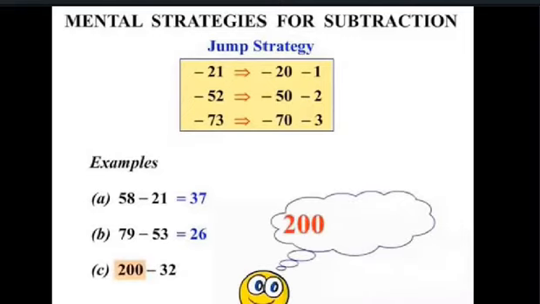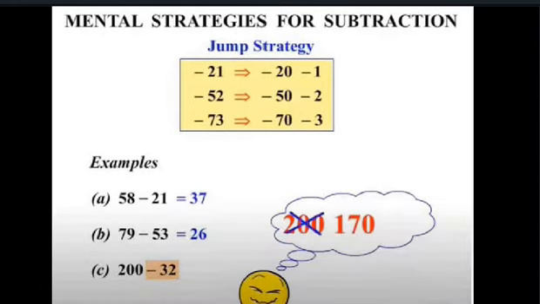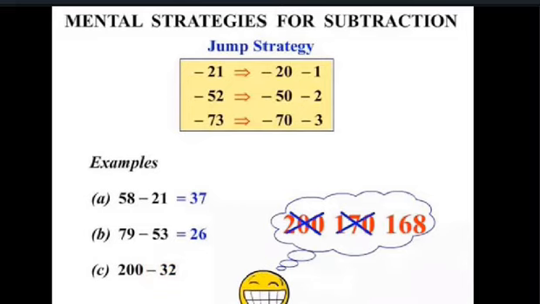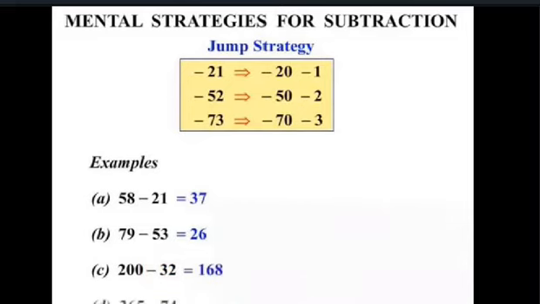Next example, 200 subtract 32. So we're thinking 200 to start, take away 32. We'll do two steps. First take away 30, then take away 2. So 200 take away 30 is 170. And take away 2 more will be 168. Yes, right.